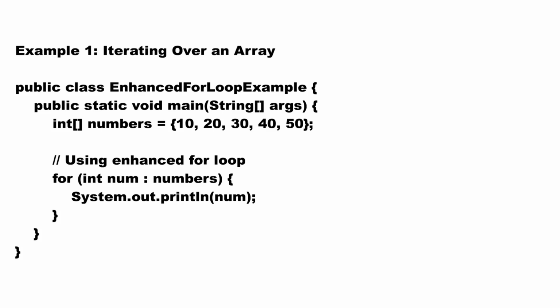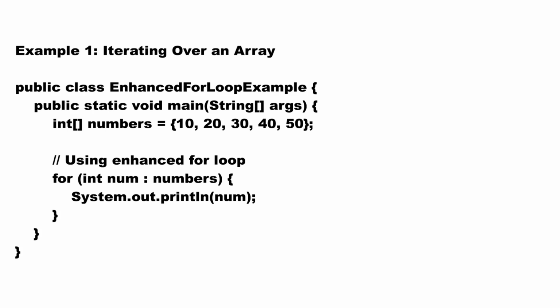Now let's look at the examples. Example 1: iterating over an array. Public class EnhancedForLoopExample, open braces, public static void main, open bracket, String, open bracket, close bracket, args, close bracket, open braces. int, open bracket, close bracket, numbers equal to, open braces, 10, 20, 30, 40, 50, close braces, semicolon. Comment: using enhanced for loop.